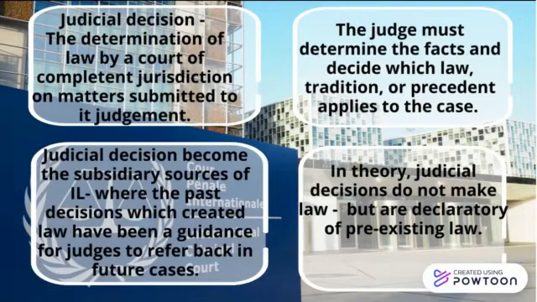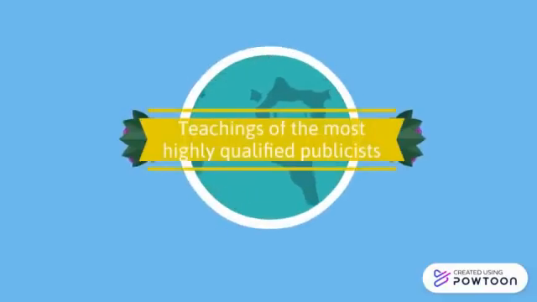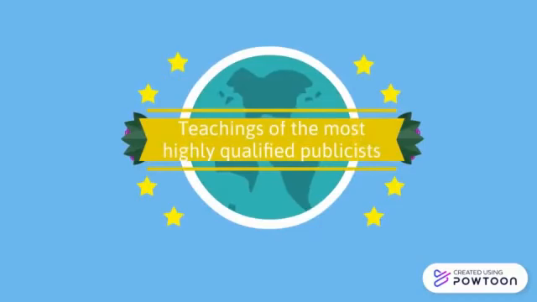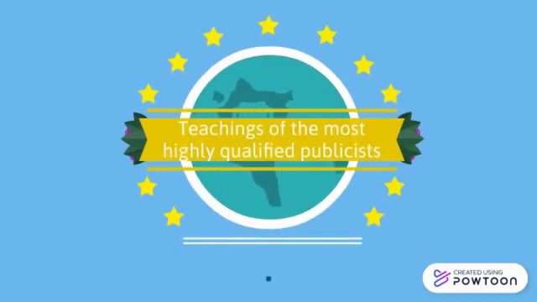In theory, judicial decisions do not make law, but are declaratory of pre-existing law. They are law-identifying or material sources of law. Although the courts are, in principle, not obliged to follow previous decisions, in practice, they almost always take previous decisions into account. Next, we're going to move on to the teaching of the most highly qualified publicists.